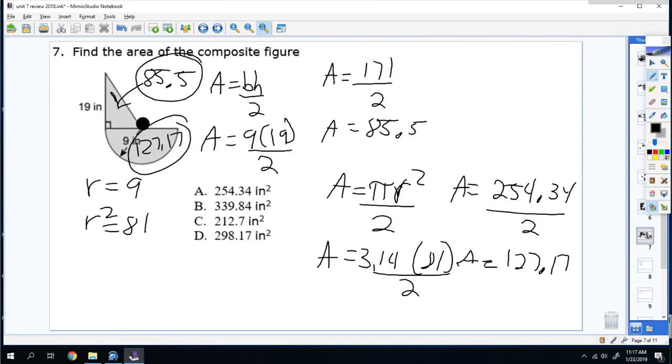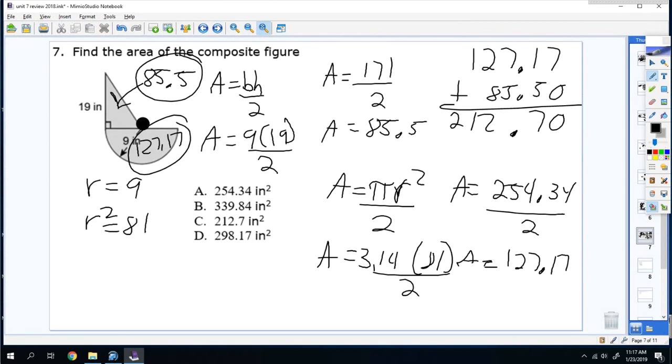So now we have to add it together. So you do 127.17 plus 85.5. Add that together, and you get 212.70. So you get C.